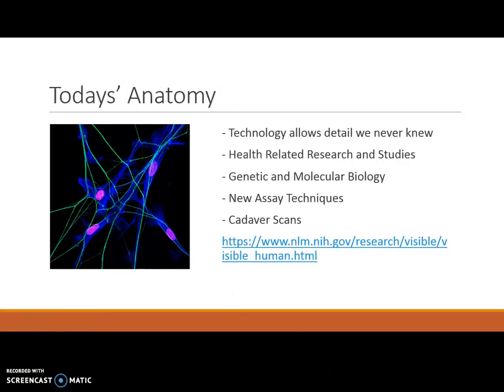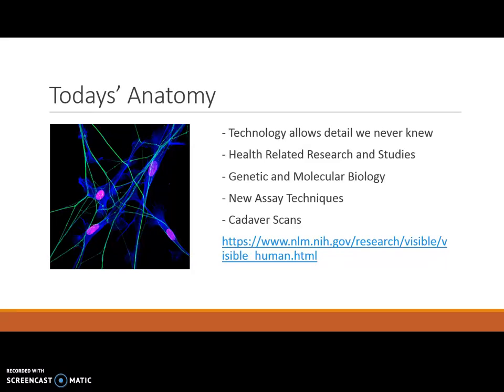So let's talk about anatomy today. With the expansion of technology, we now know a lot of detail about anatomy at the cellular level that we never knew before. Back in the day, it was what you could see with the human eye and what you could see move. Now, with the use of 3D modeling, CAT scans, X-rays, MRIs, and genetic testing, we can see anatomy in a whole new light.